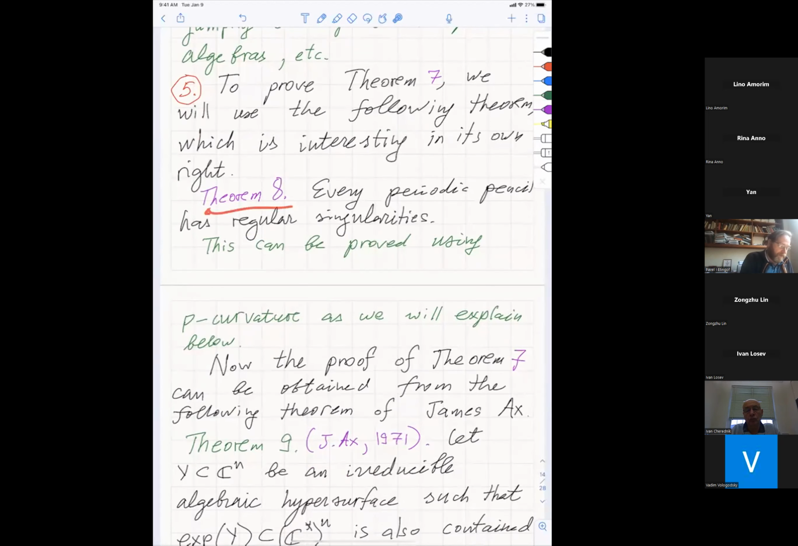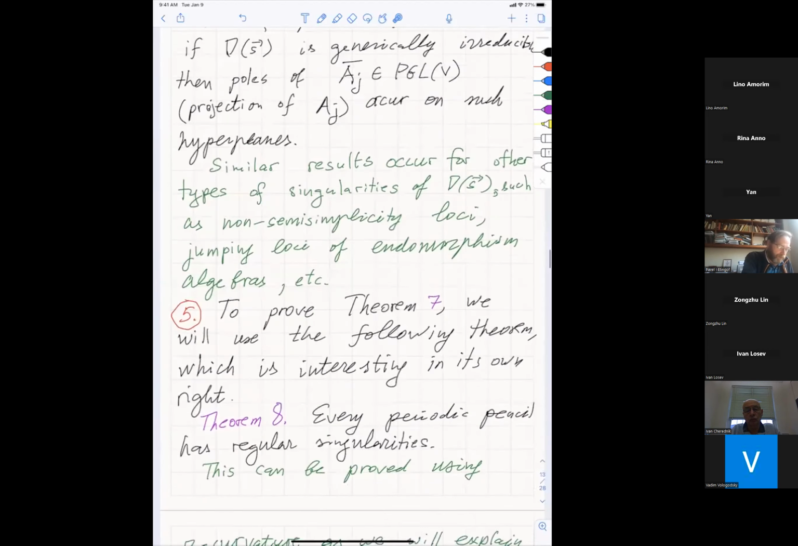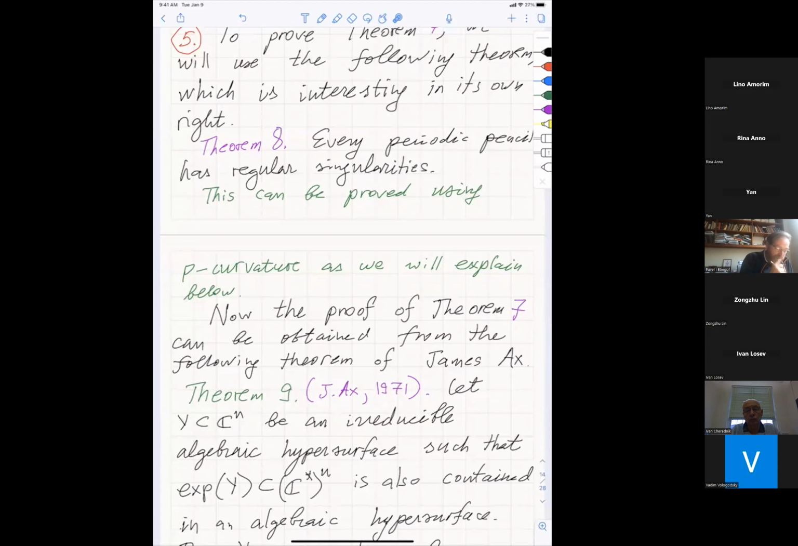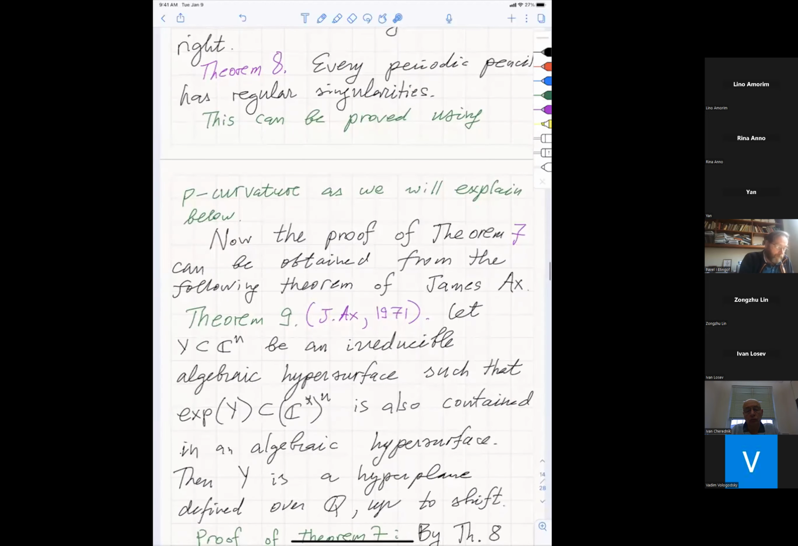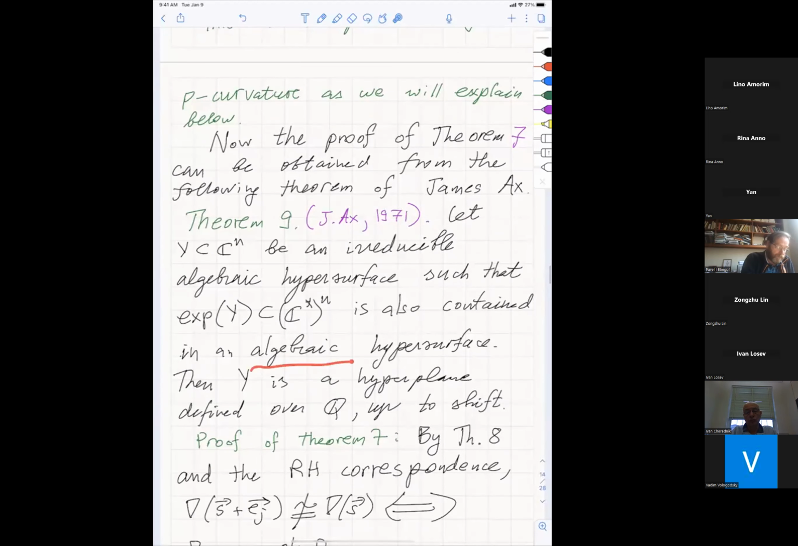But let us assume this theorem now and prove the previous theorem about singularities, that they can occur on hyperplanes. Well, that actually is obtained from a theorem of X. It's a simple corollary, actually, of a theorem of X. But in general, this kind of theorem went into what is now model theoretic methods in algebraic geometry. So let Y in C^n be an irreducible algebraic hypersurface, and assume that it has the following property: that its exponential in the torus (C*)^n is also contained in an algebraic hypersurface. Then Y is actually a hyperplane defined over Q up to shift.